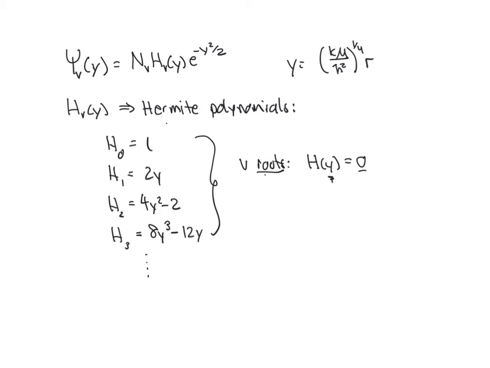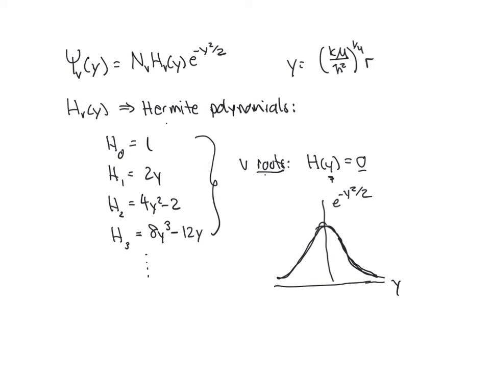There's another part to this function that's this e to the minus y squared over 2, and this is just your familiar normal distribution or Gaussian function. So it looks like, I can't draw it very well, but it looks like that normal distribution. So every one of these Hermite polynomials is multiplied by a Gaussian distribution.